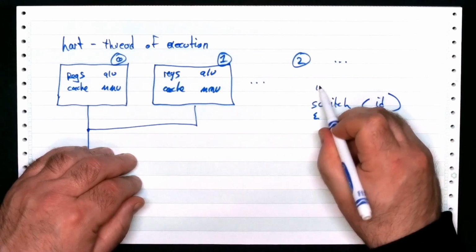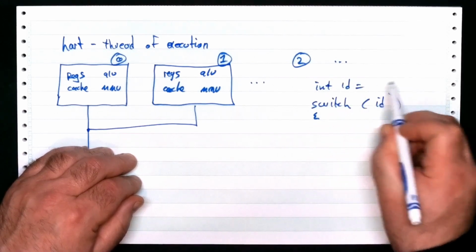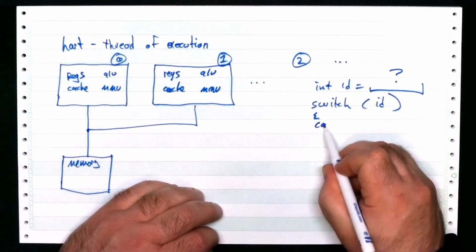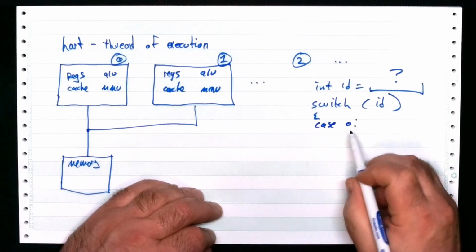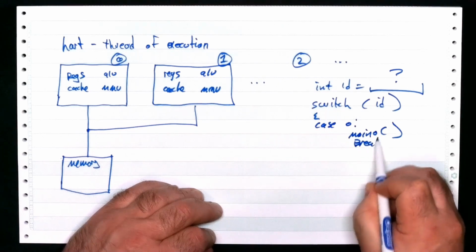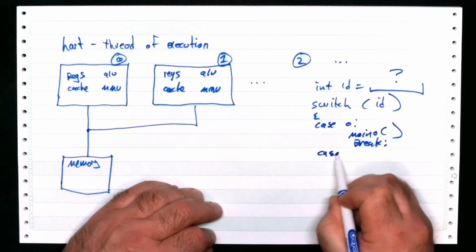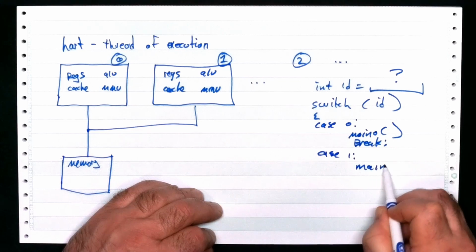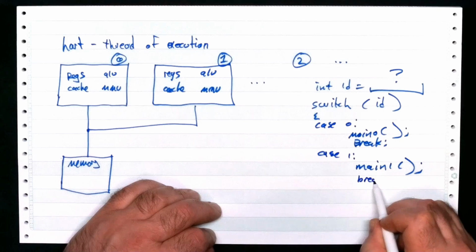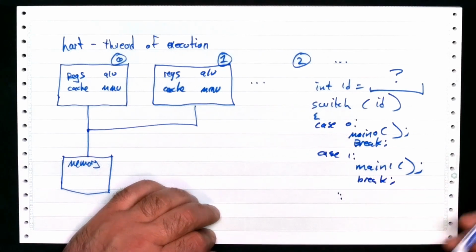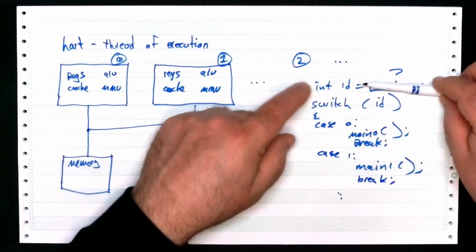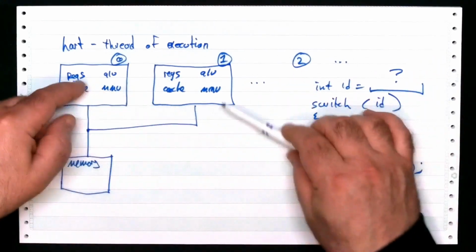So you might have int ID equals something. We'll talk about that in a minute. And then you might say case 0, main 0, break. Case 1, main 1, semicolon, break. And so on. That way, if each one of these starts executing the same code, and we'll see that's how this thing is going to start up.